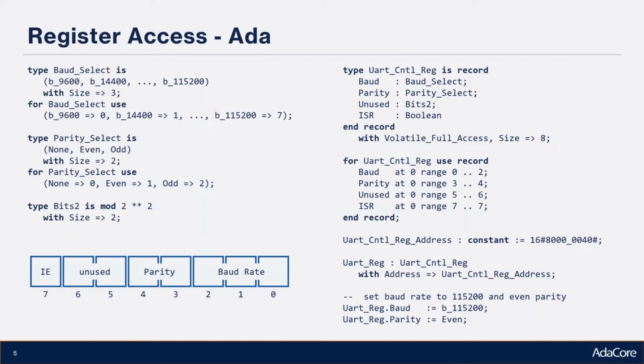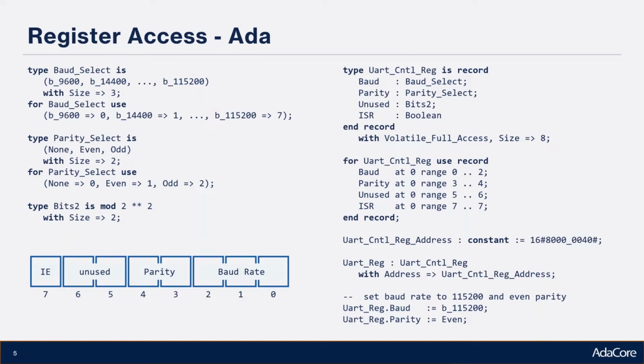So next, we define a variable of that type. You have the uartreg of type uartcontrolreg, and we have an aspect with address, and we map it to that constant 8000 hex. And so now we have this variable that's been mapped in memory. The most beautiful part of this entire slide happens in the last 2 lines. Now, we did all of that work to specify what the software interface to the hardware looks like. Now, the actual operations of setting the baud rate and the parity are just assignments.